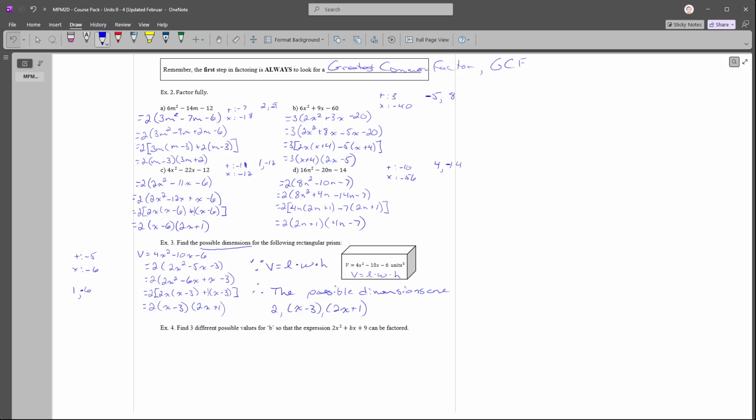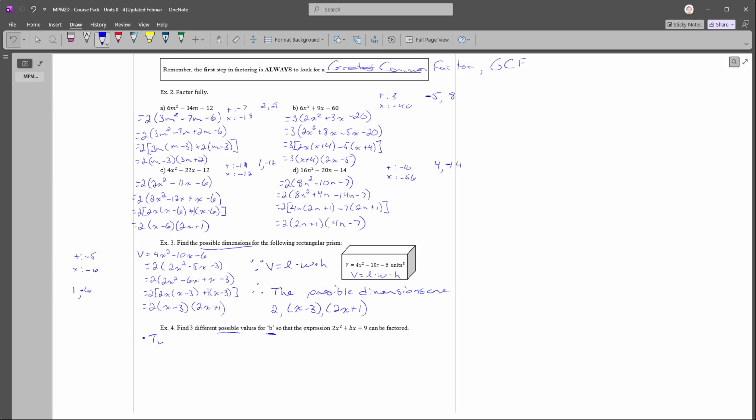All right, last problem. This is similar to what we did in the previous lesson. Find 3 different possible values for b so that the expression 2x squared plus bx plus 9 can be factored. This is the exact same problem that we had before. We have to know the properties. To solve this complex trinomial, we have to find 2 numbers that multiply to a times c. So they multiply to 18.